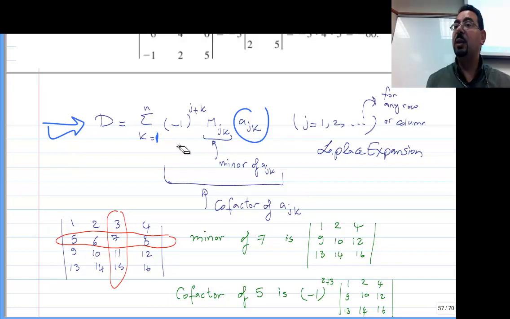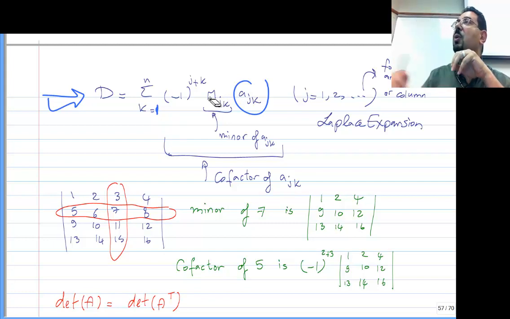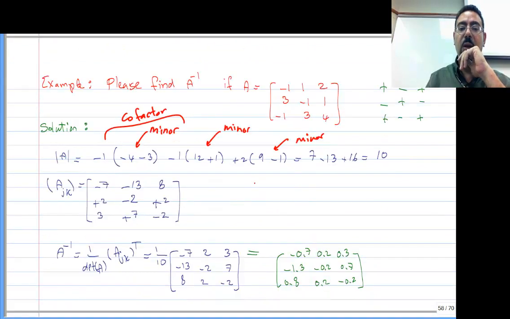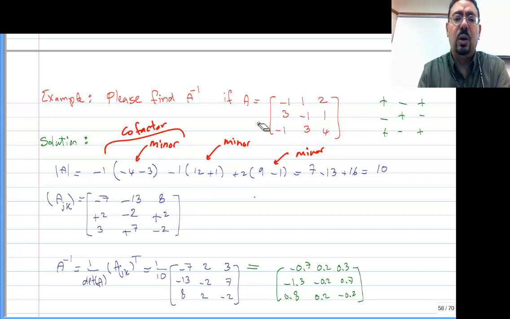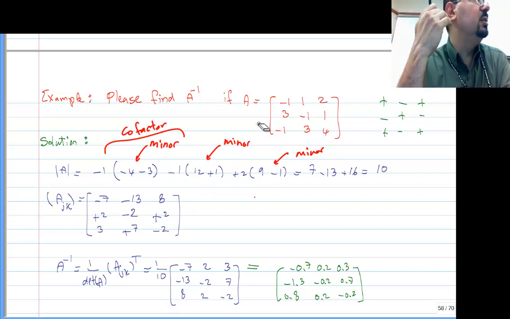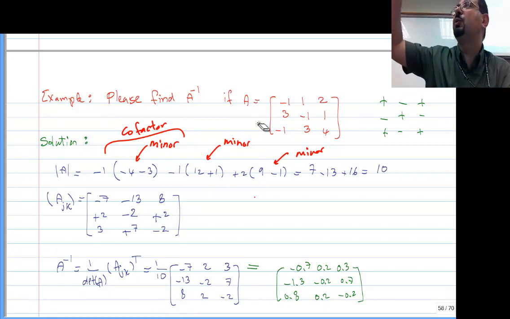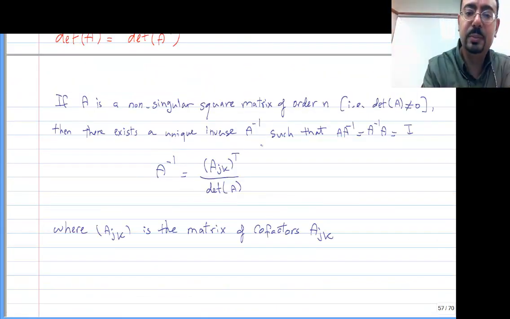Okay, so what is the minor? That's basically the small matrix that remains after you cross out the row and the column of that particular element. We'll see an example about this. So find the A inverse if this is A. Okay, so here is the matrix. Using this method, I need to find the determinant, and then I need to find the cofactors, and then the inverse is the cofactor transpose divided by the determinant. That's the formula.